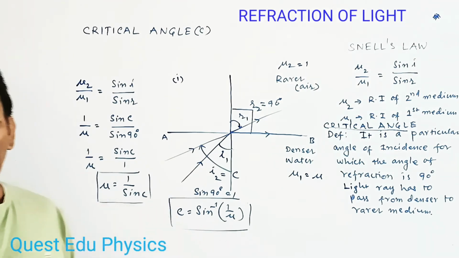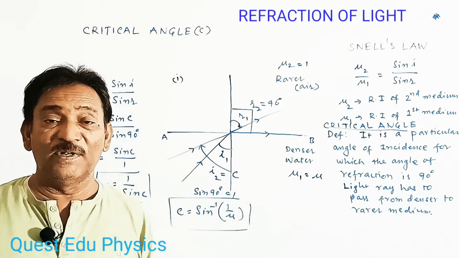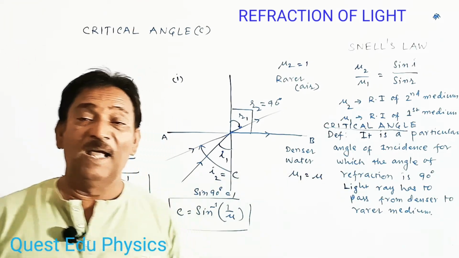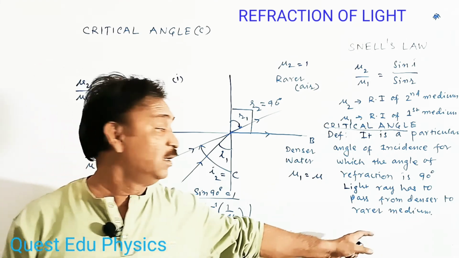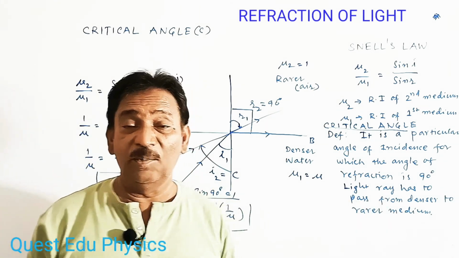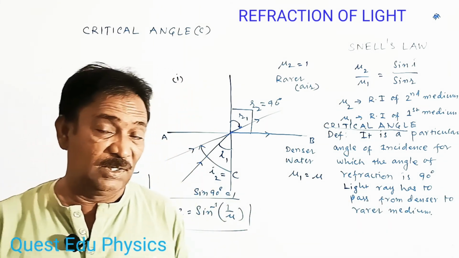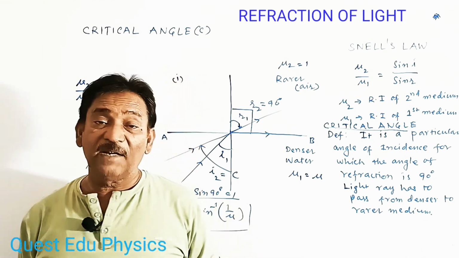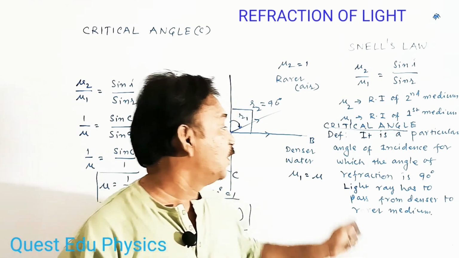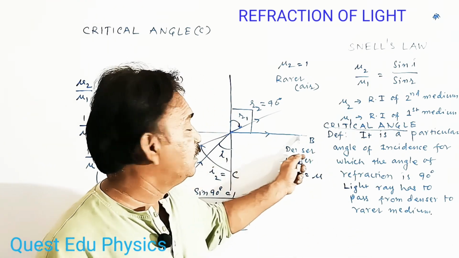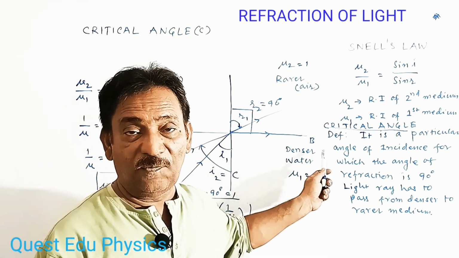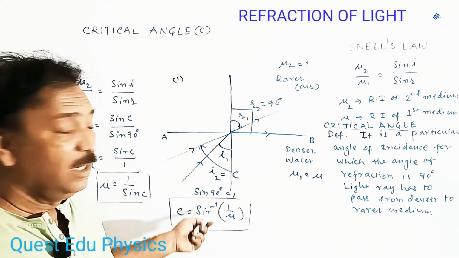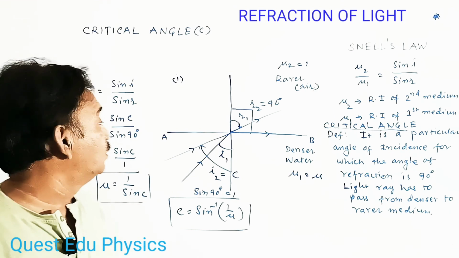What is the critical angle here? It is a particular angle of incidence for which the angle of refraction is 90 degrees, and the condition is light has to travel from denser to rarer medium. You can define it another way also, students. It is a particular angle of incidence for which the refracted ray just grazes the boundary of separation. See, this ray is grazing the boundary of separation. And the condition is the same, light has to pass from denser to rarer medium.